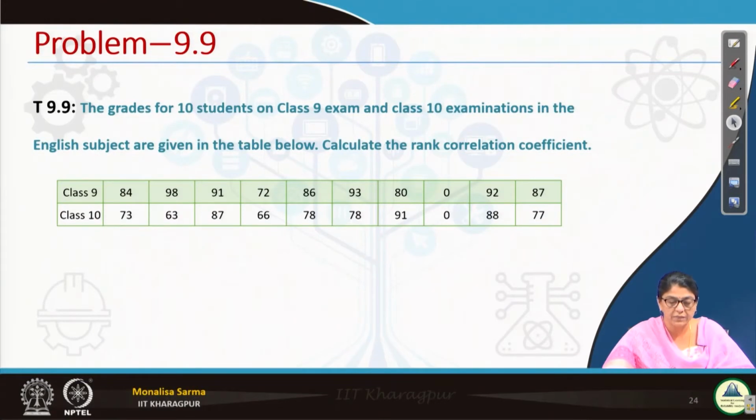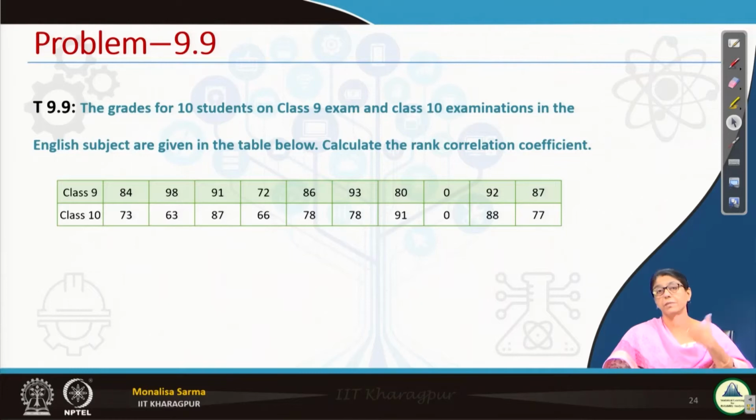Now, the grades of 10 students on the class 9 exam and the class 10 examination in the English subject are given in the table below. Calculate the rank correlation coefficient. Which is the rank correlation coefficient?